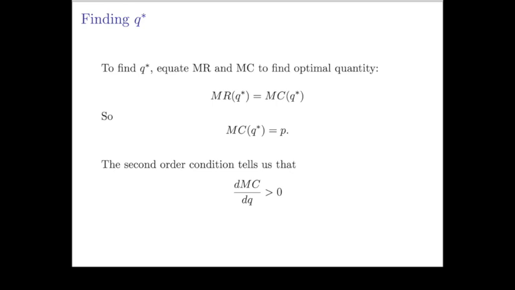The second order condition, remember, tells us that the derivative of the marginal cost has to be bigger than the derivative of the marginal revenue. The derivative of the marginal revenue is 0, so the derivative of the marginal cost has to be positive. So the marginal cost has to be an upward sloping curve.